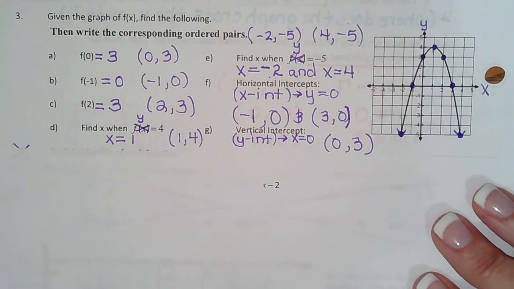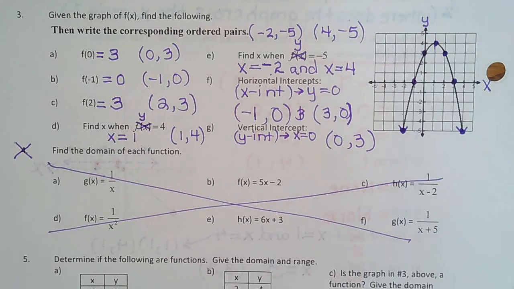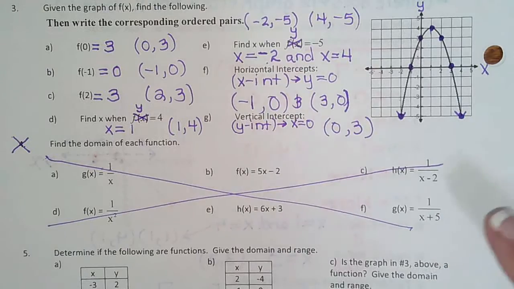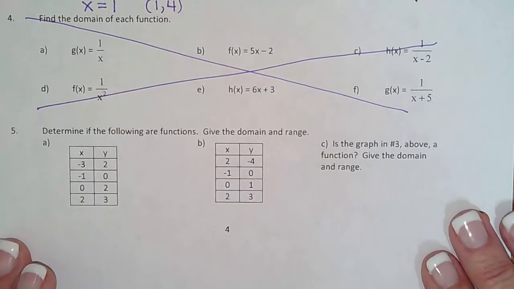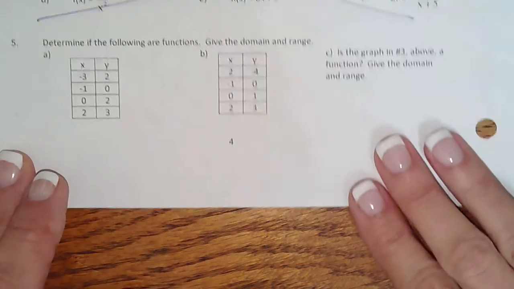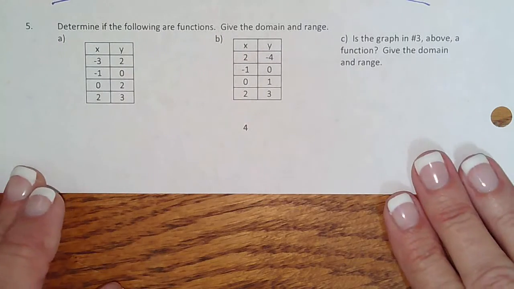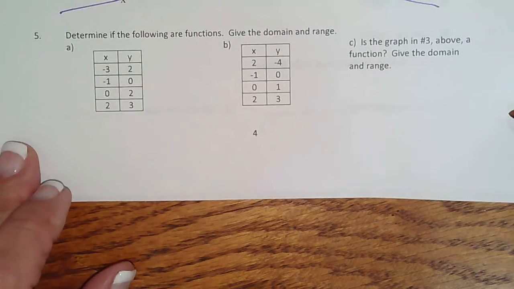Okay, we're going to skip number 4 because that is actually a Math 120 problem. And we're going to move down to number 5. So just put a cross on number 4 and we'll move down to number 5. Put a paper underneath just to make this easier.